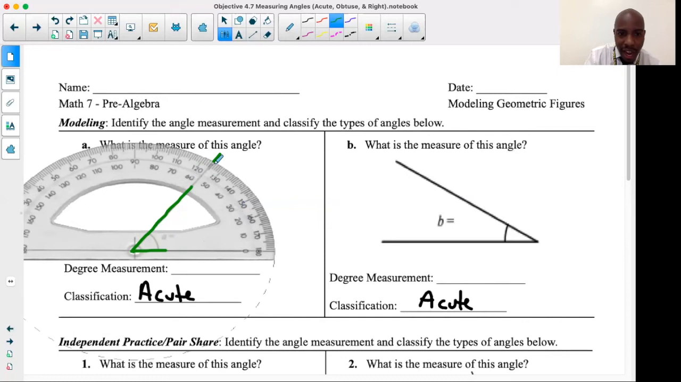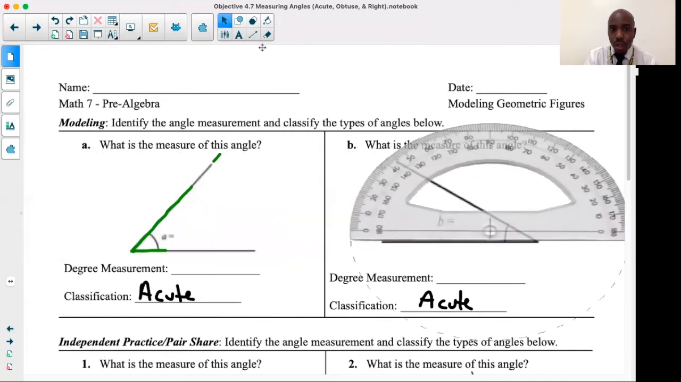Okay, if I could zoom in if I want to on your papers, you could get a better look at it if you wanted to. I'm going to say that this angle is about 56 degrees. Okay, but that's by me looking and observing where it's at. So I'm going to write that here as my angle measurement, 56 degrees.